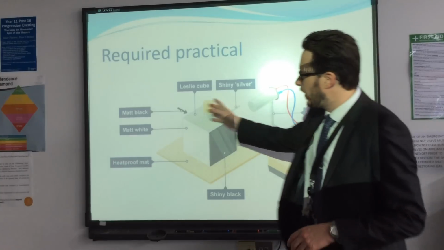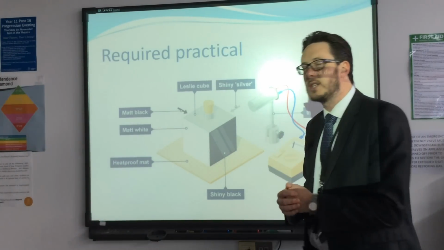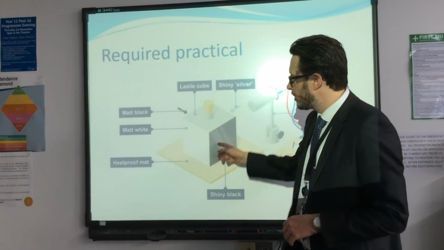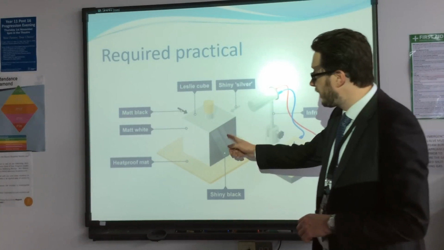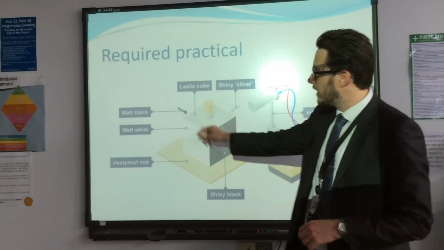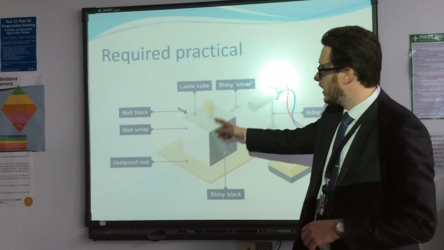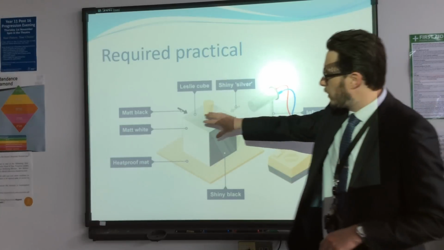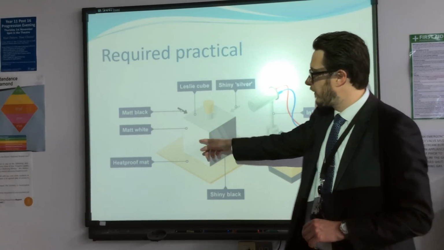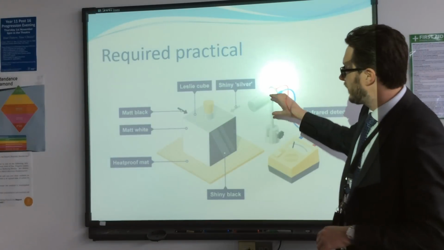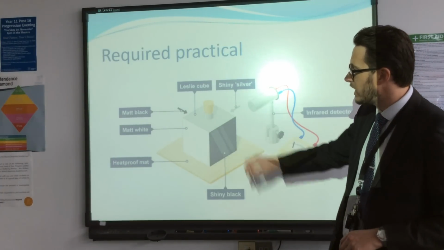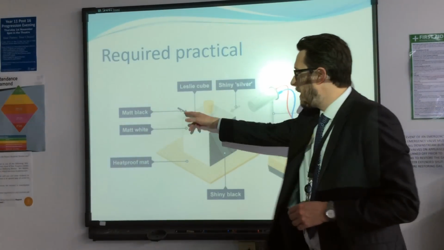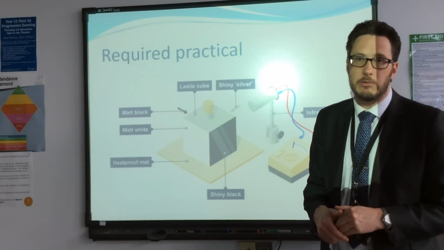The required practical could involve something called a Leslie cube, so if you come across it in the exam, it is just a metal cube where you place hot water. It has 4 different surfaces: shiny black, matte black, matte white, and a shiny white or silver surface. And you use an infrared detector. So when you put hot water in here, you detect the amount of infrared radiation that is emitted by these different surfaces. So you'll check the shiny silver, check the shiny black, check the matte white, check the matte black. If we've done the experiment correctly, the matte black should emit the most infrared radiation.